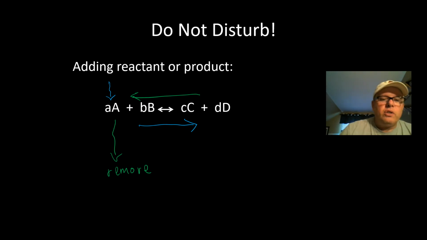So our system is always going to try to restore equilibrium. So it's going to remove whatever we add to it. And if we remove something, it's going to try to replace it. So what does this look like?